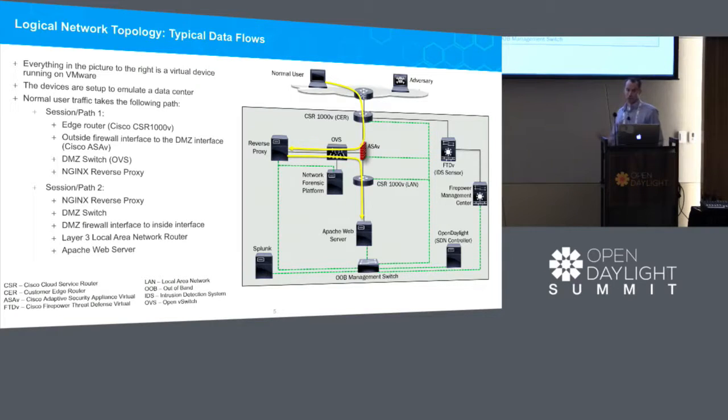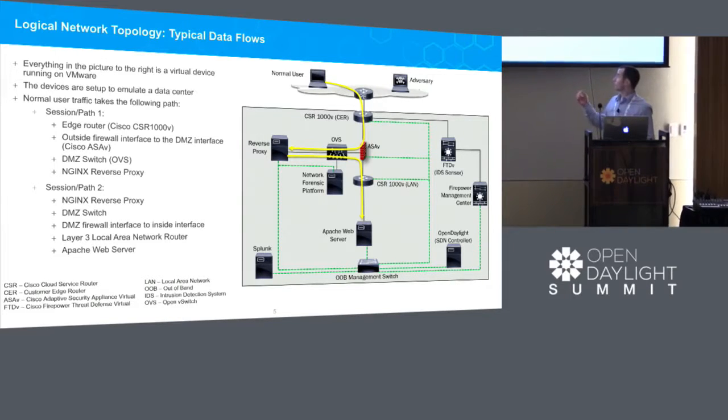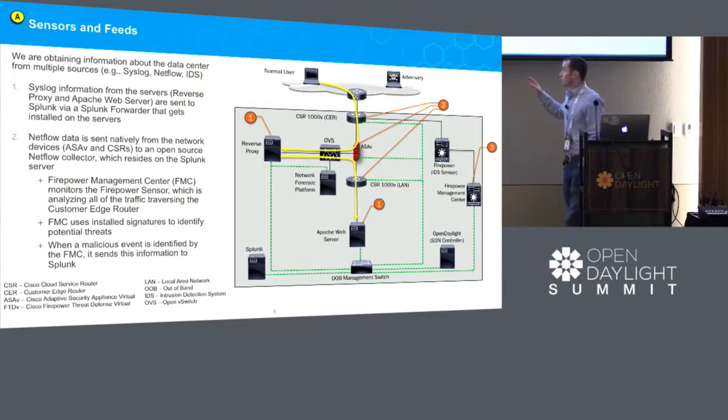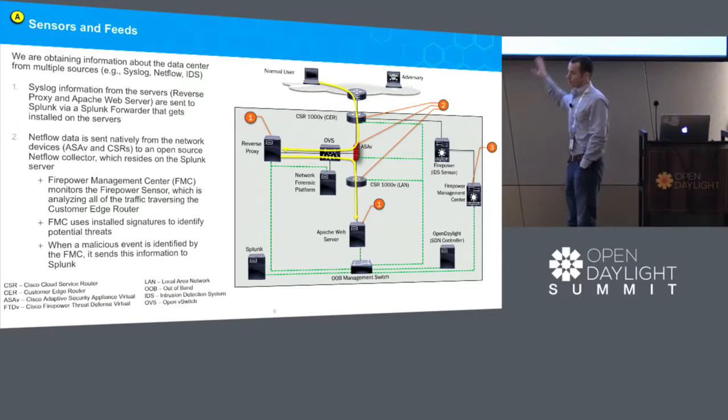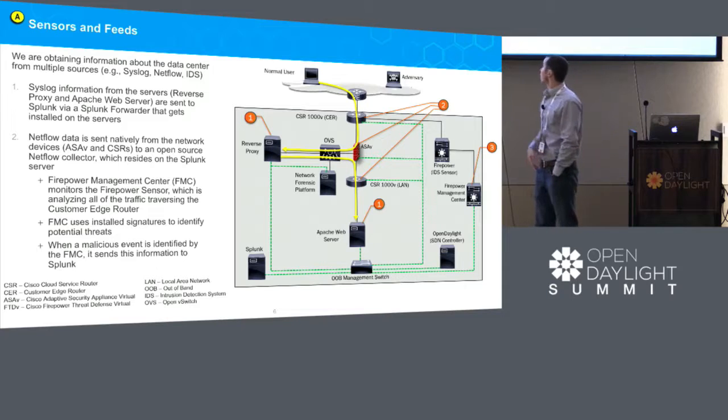This is just showing a typical flow for a normal user trying to access a web server, hitting the reverse proxy and then going back to the back-end web server to provide that web content to the end user. Everything in this network is in our lab in a VMware environment, and all of these components are NFV products. We're collecting sensor information from 3 different sources. From the reverse proxy and the Apache web server, we're collecting syslog information. From the network devices, we're collecting NetFlow data.